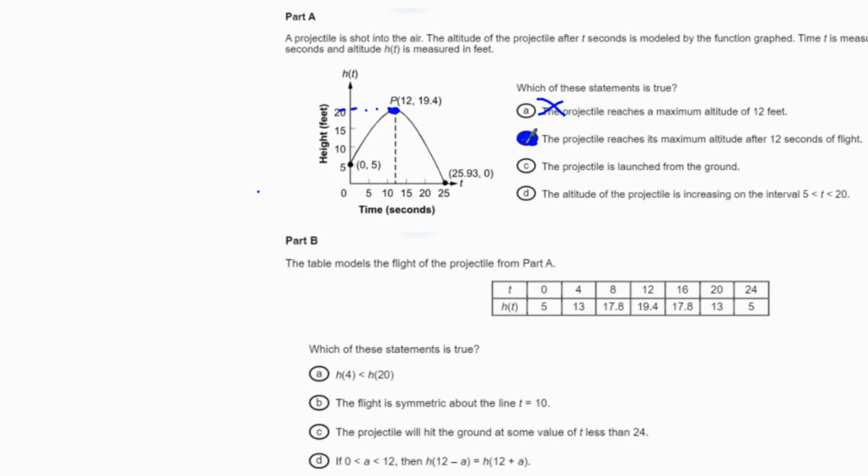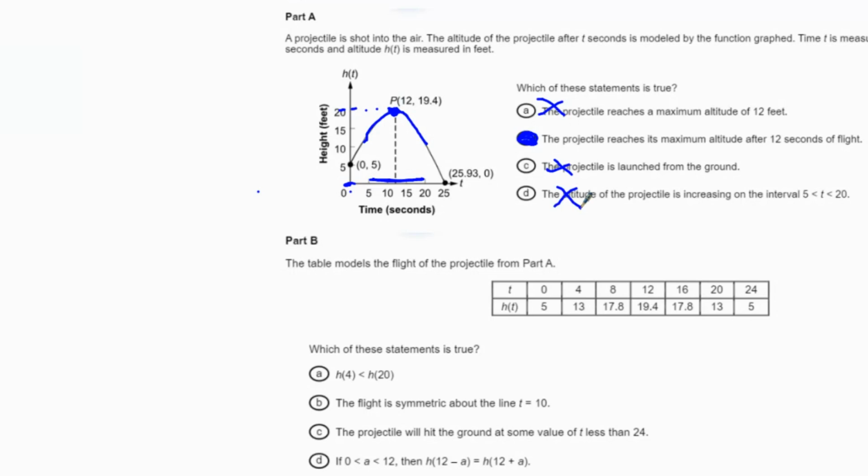Make sure you're checking every answer though. You know how sometimes they'll put those, what is the best answer? I hate those questions. But you do always want to check every answer just to make sure that you're correct. The projectile is launched from the ground. Is this one being launched from the ground? No. It's being launched from how high? Very good. Your y-intercept is your beginning point, so that's not it. The altitude is increasing over the interval from 5 to 20 seconds. So what that's saying is from here to here, is it increasing? No, because once it hit 12 seconds, it's now decreasing.